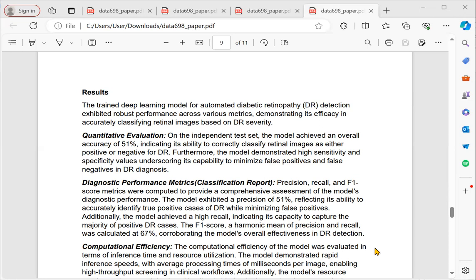Diagnostic performance metrics, precision, recall, and F1 score were computed to provide a comprehensive assessment of the model's diagnostic performance. The model's precision of 51% reflects its ability to accurately identify the positive cases of DR while minimizing false positives. The F1 score, the harmonic mean of precision and recall, is 61, corroborating the model's overall effectiveness in DR detection.